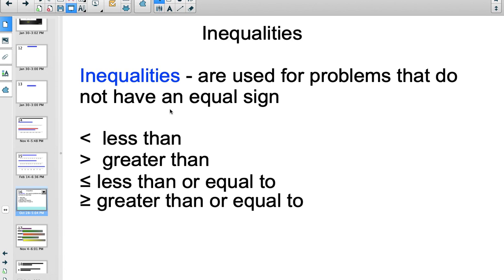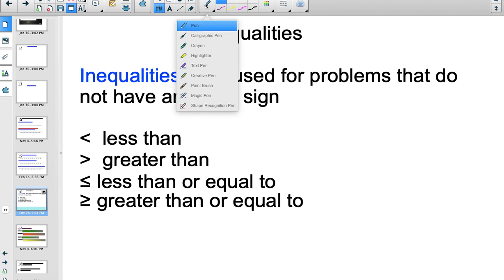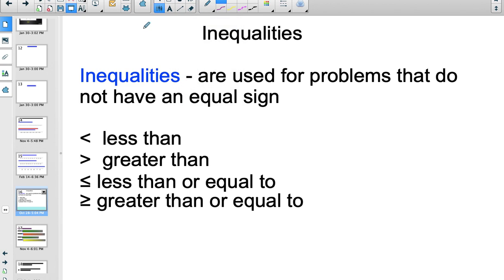But inequalities are used for problems that do not have an equal sign. The first one is going to be less than. It's pointing to the left, then greater than, and below those there are less than or equal to, and then below that is greater than or equal to. I'm not sure how to point to what I want, but I'll just use this.